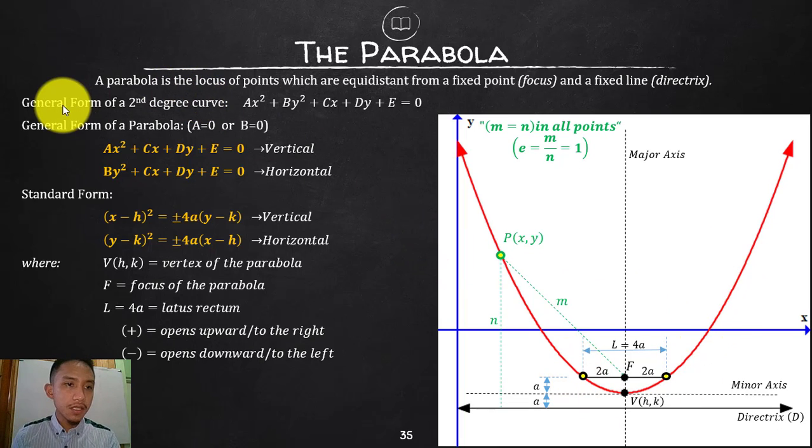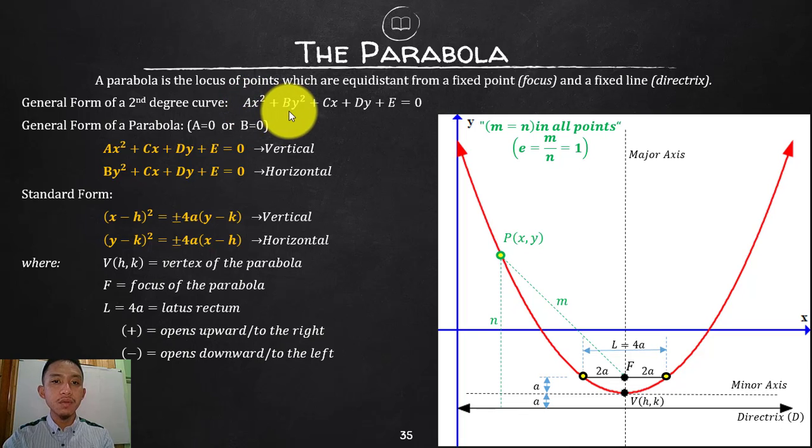Let's recall what I discussed before. The general equation of a second degree curve is Ax squared plus By squared plus Cx plus Dy plus E equals 0. It doesn't matter if x squared, y squared, x, or y is not there, as long as there is one squared variable, that will give us a second degree curve. So this is the general form.